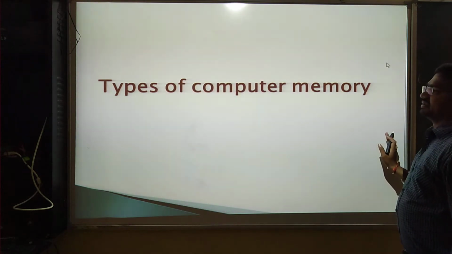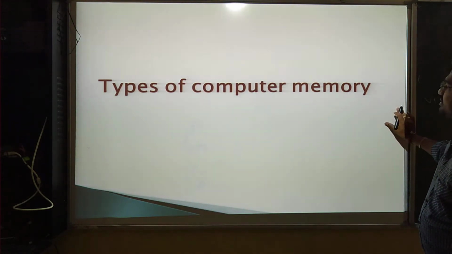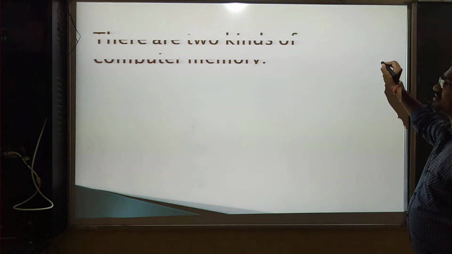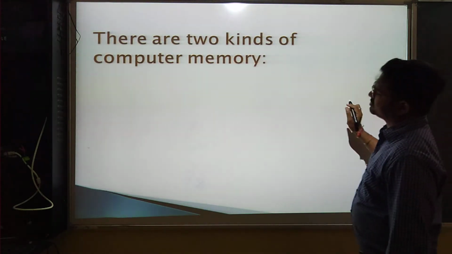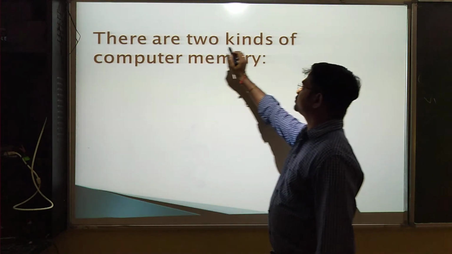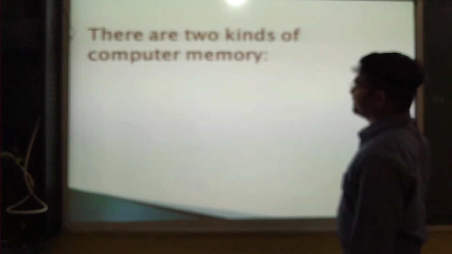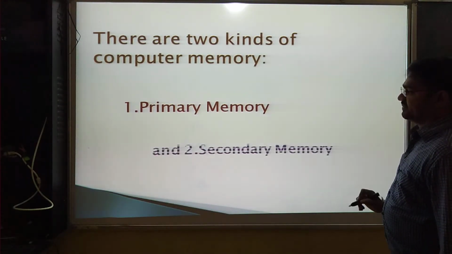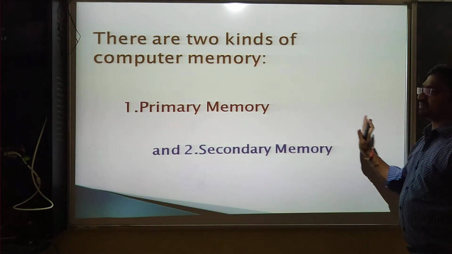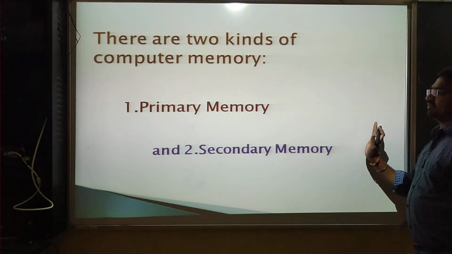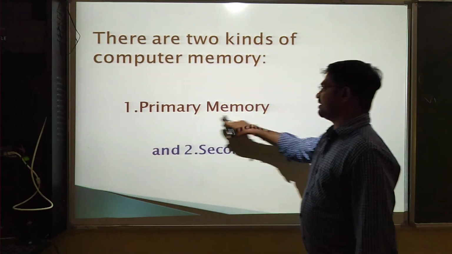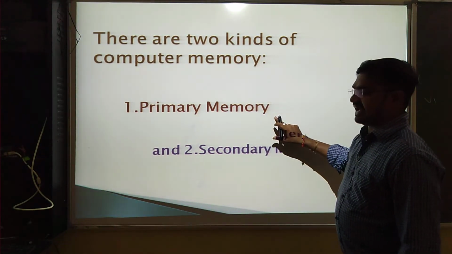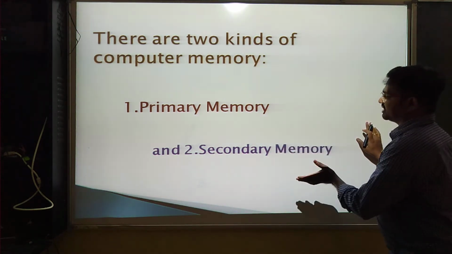Next, types of computer memory. In the previous class we discussed the primary storage devices. Computer storage has two kinds of computer memory. The first one is primary memory, and the second one is secondary memory. We already discussed primary memory, and now we will discuss secondary memory devices.